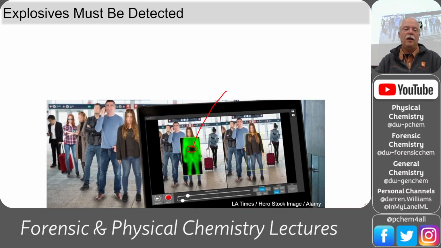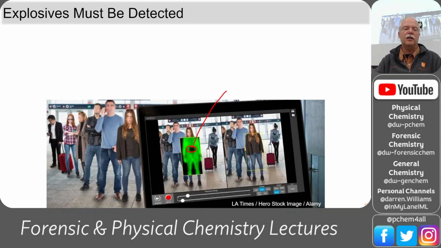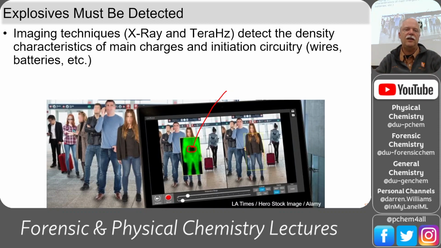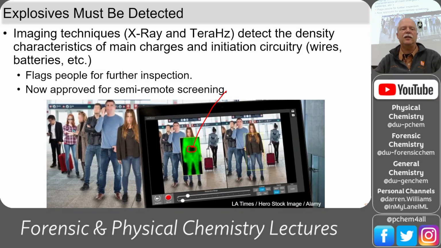Okay. So explosives must be detected. We're going to be trying to focus on those primary charges and how to detect them. We have airport screeners, so you go in, you stand in front of the little terahertz screening thing, and it does the little sweep. And these are imaging techniques. So it's flagging people for further inspection, and it's kind of semi-remote. You can see this picture of this person.